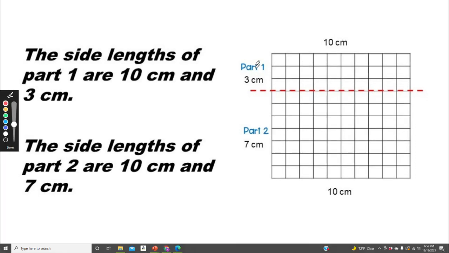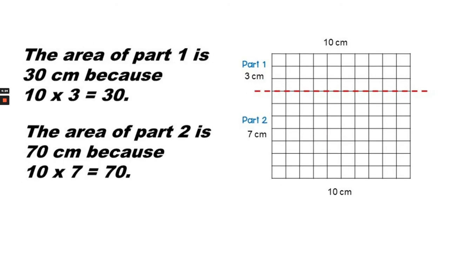So we find the area of part 1 by multiplying 3 times 10 and the area of part 2 by multiplying 7 times 10. We know that the area of part 1 is 30 square centimeters because 10 times 3 equals 30. And the area of part 2 is 70 square centimeters because 10 times 7 equals 70.